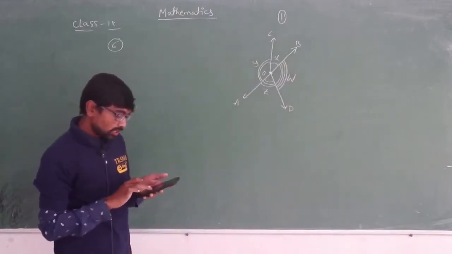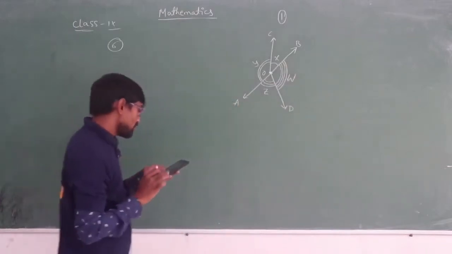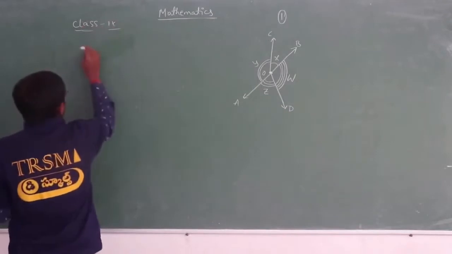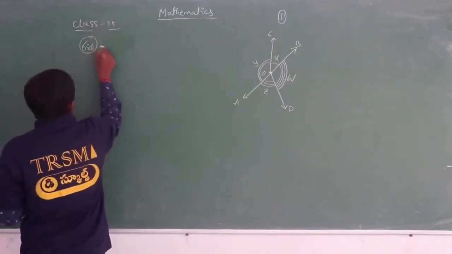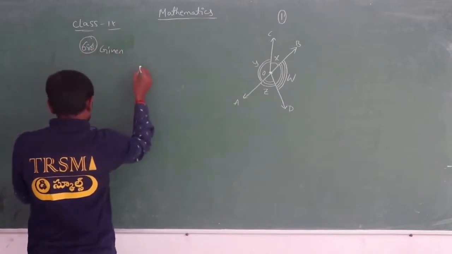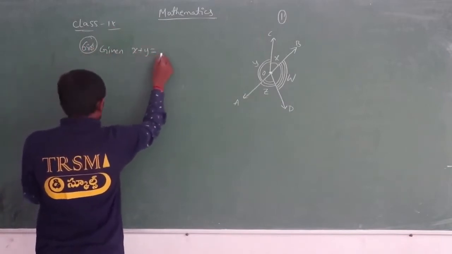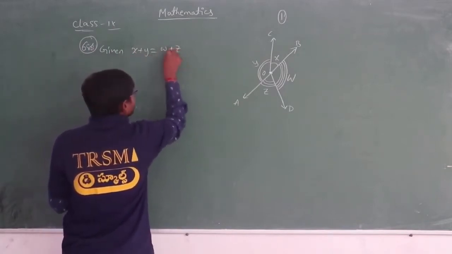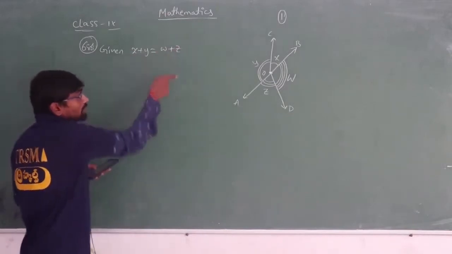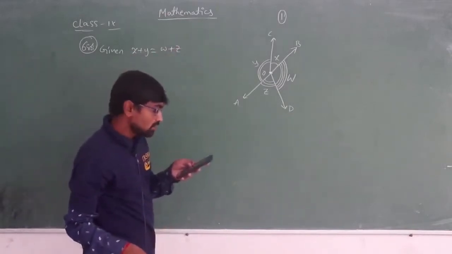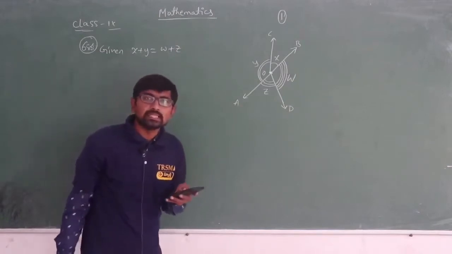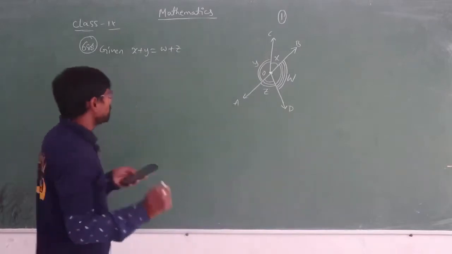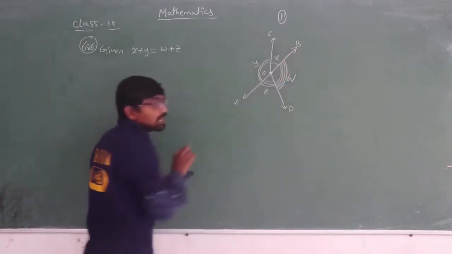Now what do we need to do? In the given figure, it is given in the question that X plus Y is equal to W plus Z. Then prove that AOB is a straight line. We need to prove AOB is a straight line.